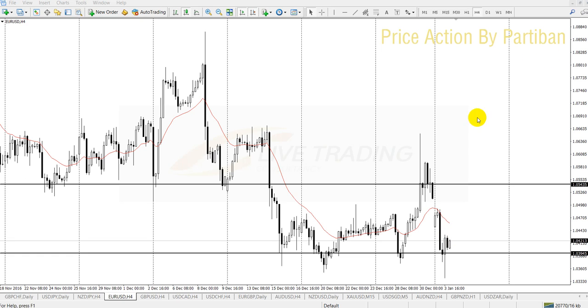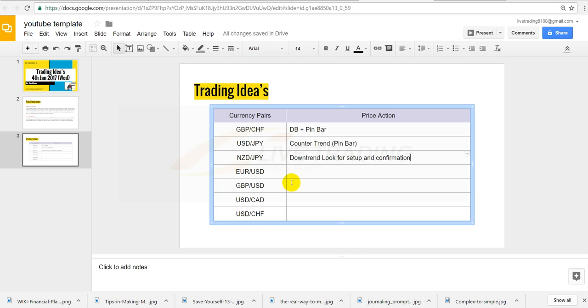Those who attended my course, they know the buffer. You have to include the buffer, and then the engulfing.